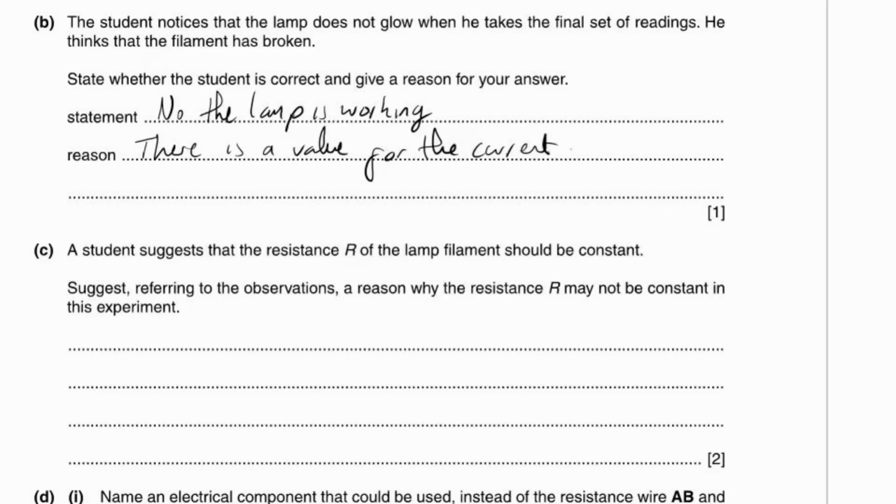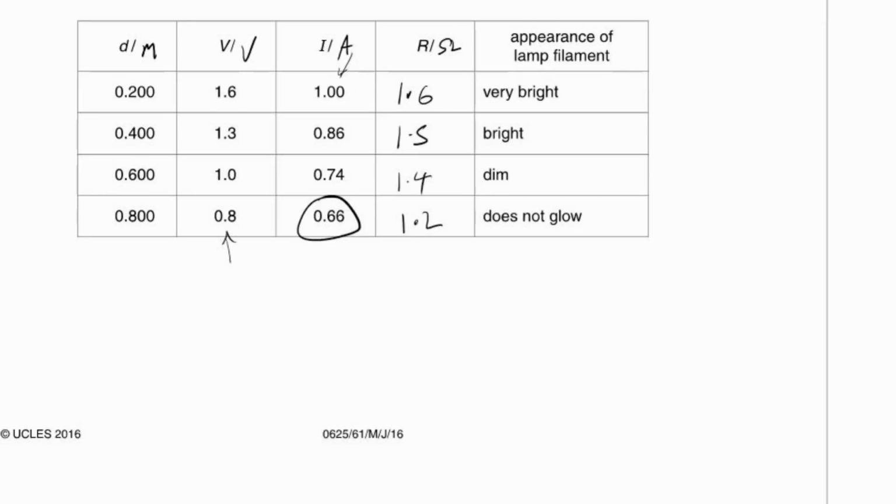C. A student suggests that the resistance R of the lamp filament should be constant. Suggest, referring to the observations, a reason why the resistance R may not be constant in this experiment. Okay, let's look at those readings. We can see it starts off, it doesn't glow at all. And it ends up at the other end of the spectrum, very bright.